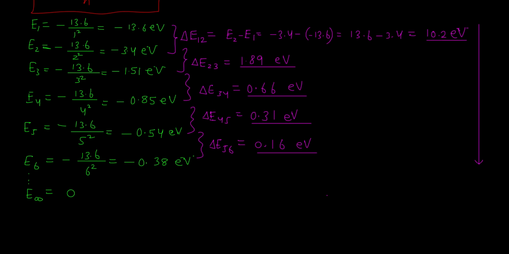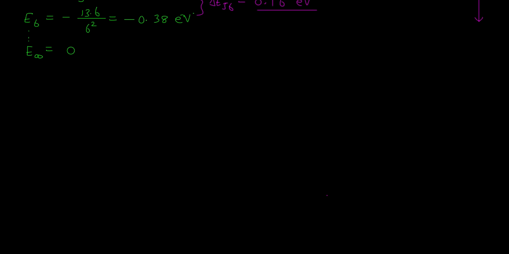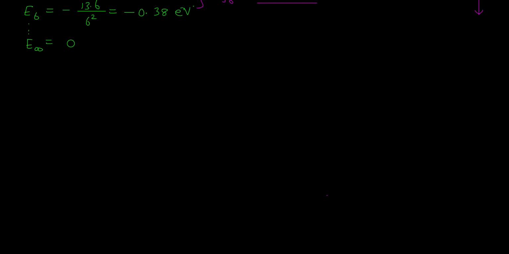So as we move away from the nucleus, the energy difference is getting smaller and smaller. The energy difference between first and second orbit is the most, between second and third is smaller, third and fourth is further smaller, and so on. So let's draw the energy level diagram for hydrogen atom.